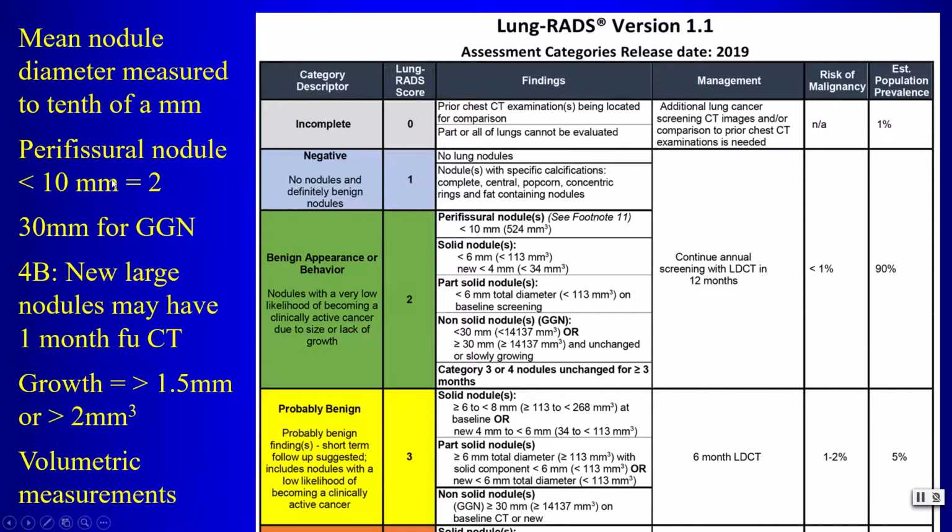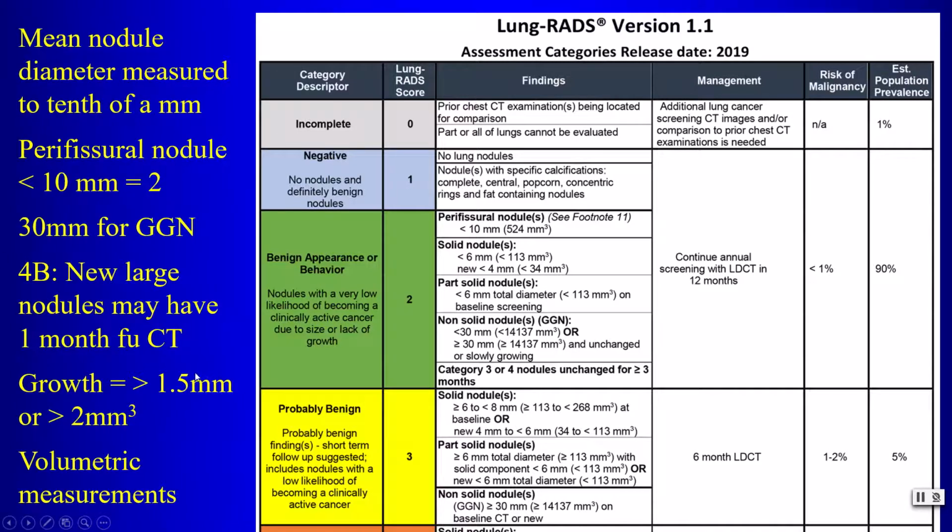Perifissural nodules, and we'll talk about those in a minute too, if those are less than 10 millimeters, would receive a score of 2. A 30 millimeter nodule that is ground glass attenuation also receives a score of 2. So these patients do not require any different management. They would receive a follow-up CT in 1 year.